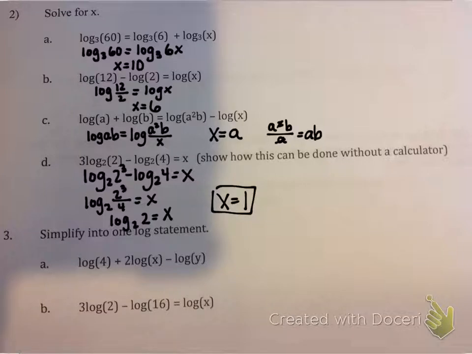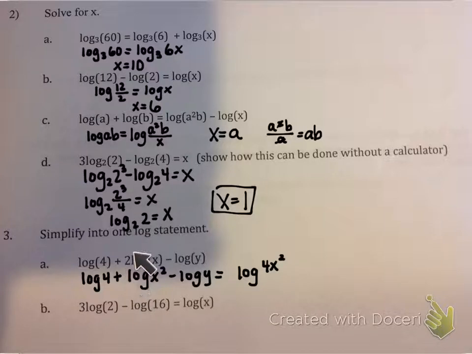Moving on to problem number 3, you had to simplify these into one log statement using your product properties and power properties and quotient properties. So again, I looked for my power properties first, and I went ahead and moved this 2 from the front here up to be my exponent. Then I took log of 4 plus log of x squared and put those together to be log of 4x squared. And that minus log of y tells me that I should have that divided by y. So my answer for letter A is log of 4x squared divided by y.